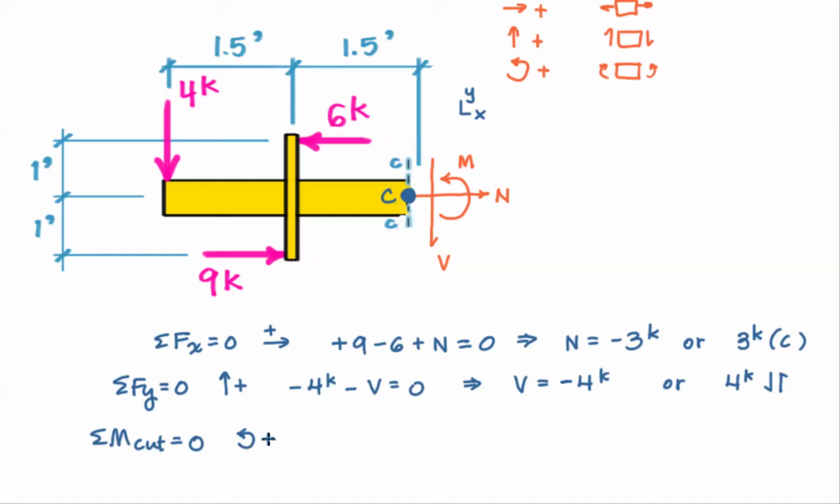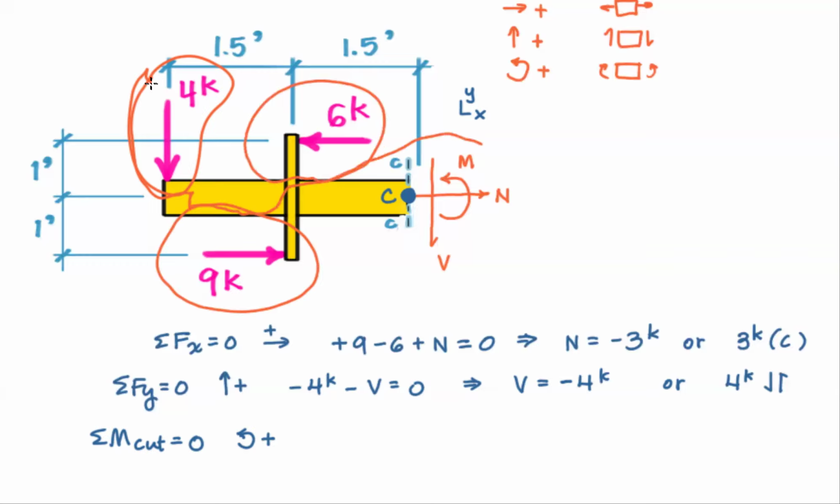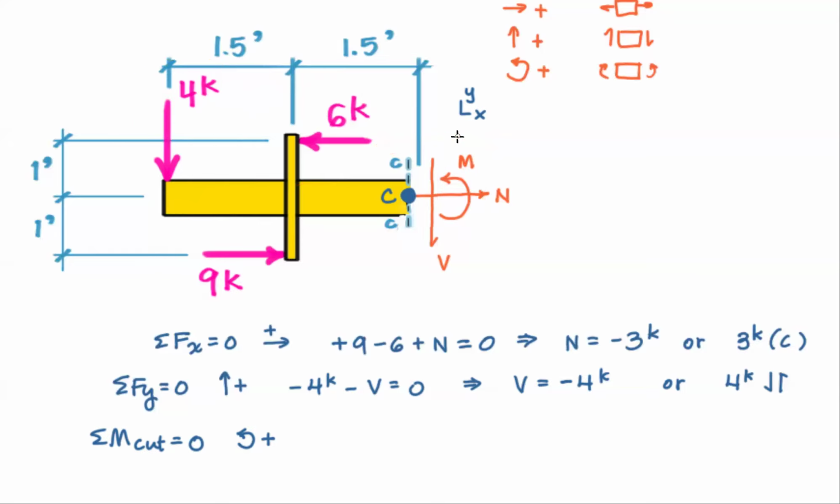And how many forces are going to cause a moment about C? We're going to have 1, 2, 3, and 4. So we'll have 4 terms in our moment equation. First term, 4 kips, moment arm, 3 feet, sign, thumbs up, positive.